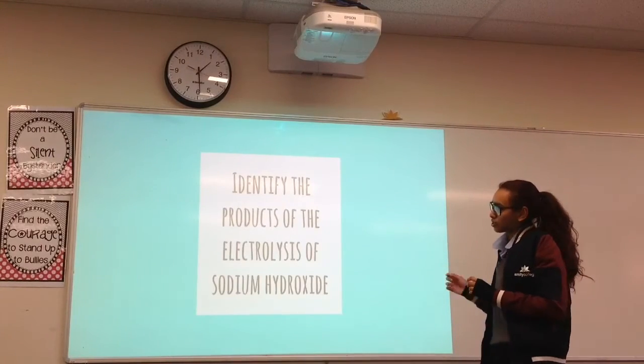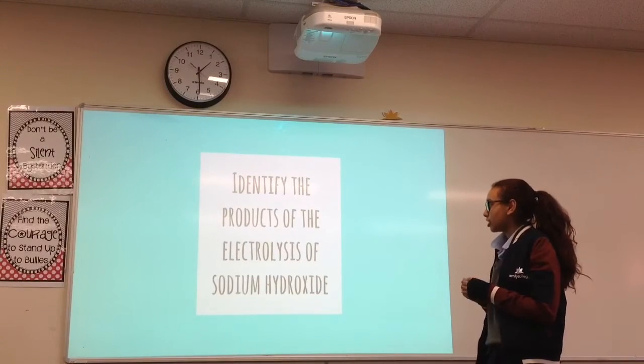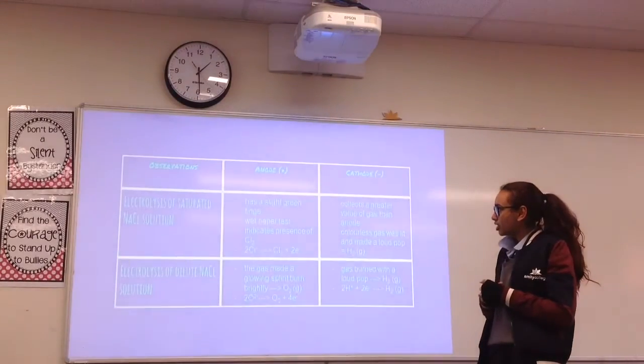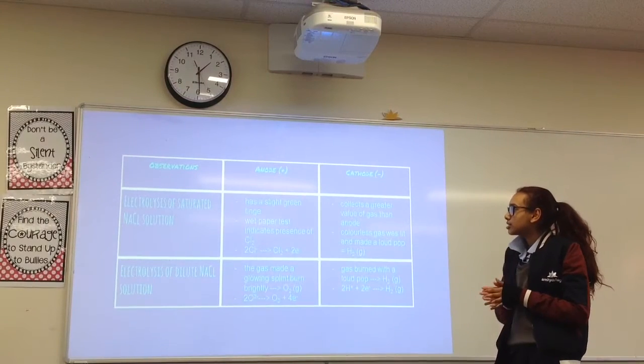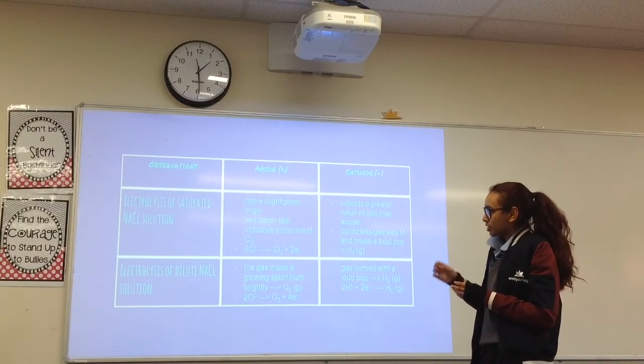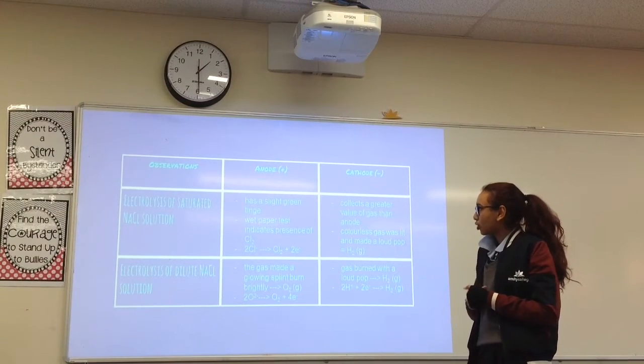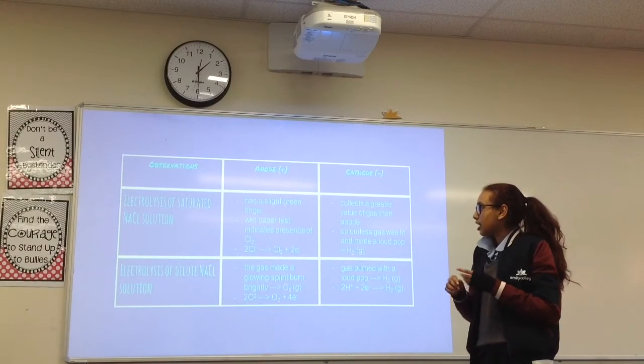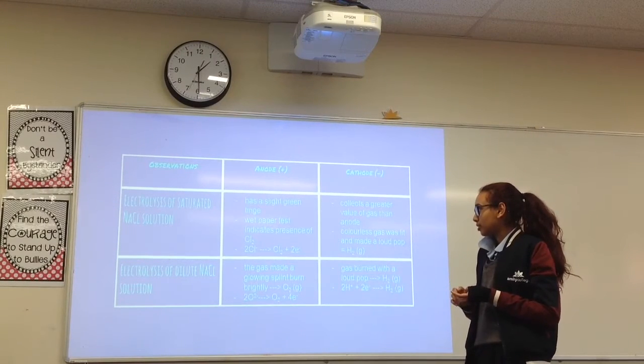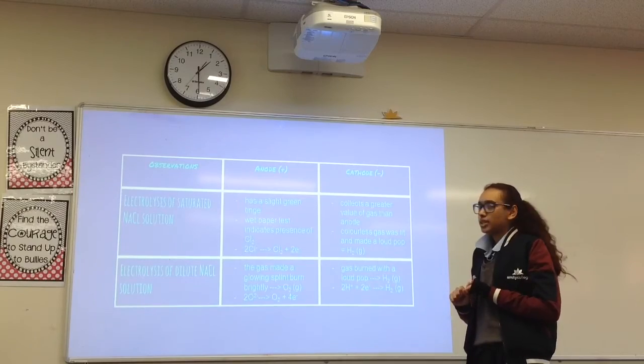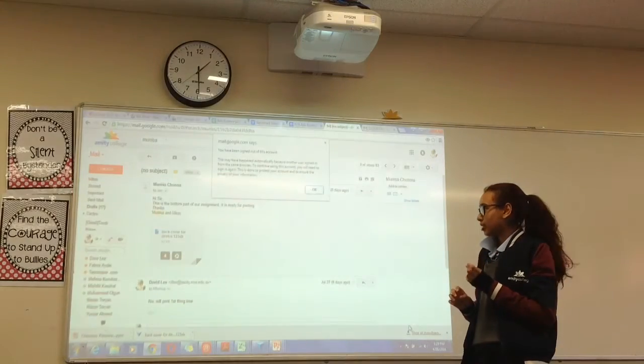Okay, this is a practical dot point. Identify the products of the electrolysis of sodium chloride. So this is just a comparison table. So with saturated sodium chloride, at the anode, you will see a slight green tinge, and a wet paper test will indicate the presence of chlorine when it becomes bleached.